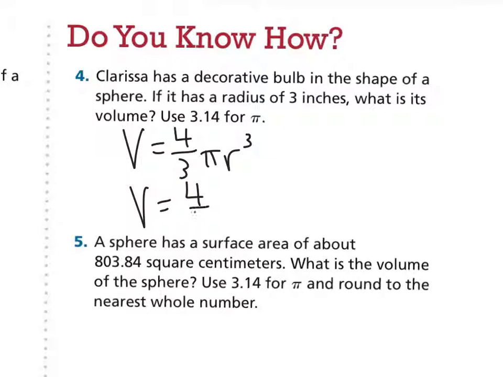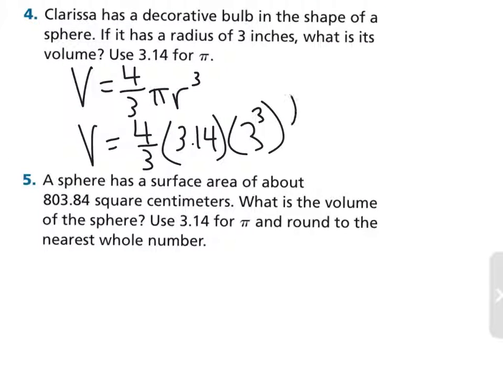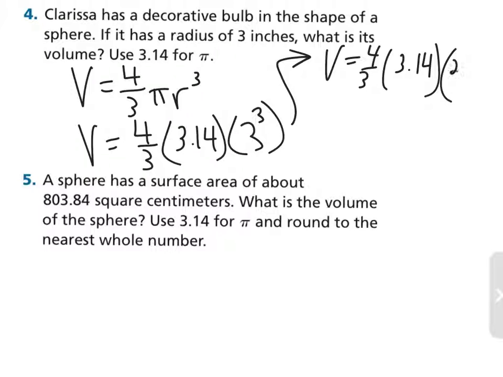So if we substitute in on this problem, pi is 3.14, radius is 3. Remember, the radius needs to be cubed. So if we cube the radius first, 3 cubed is 27. And then if you want to, you can put those over ones, multiply, and then divide it out, or you can just type it all in your calculator, whichever way you want to do that.